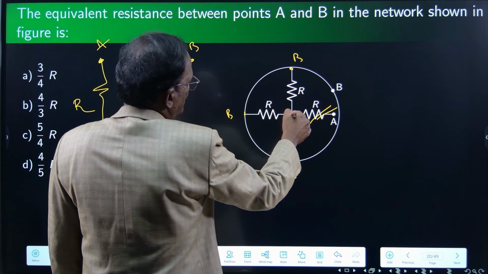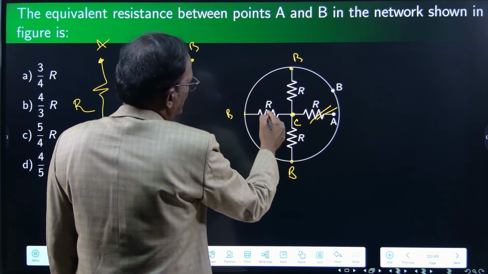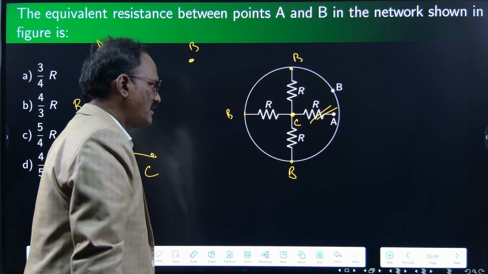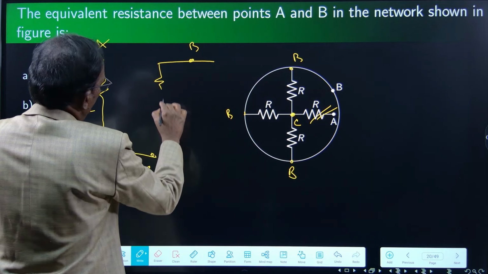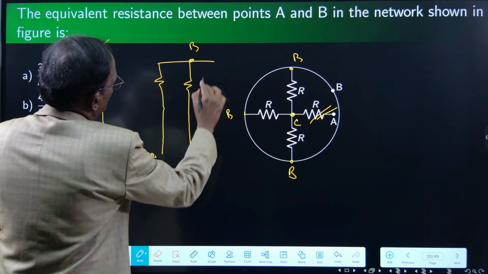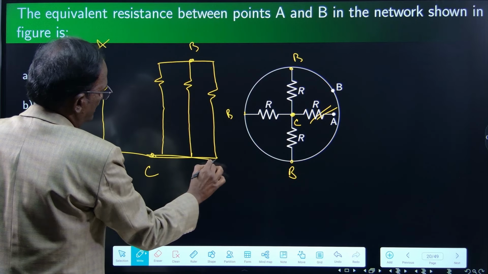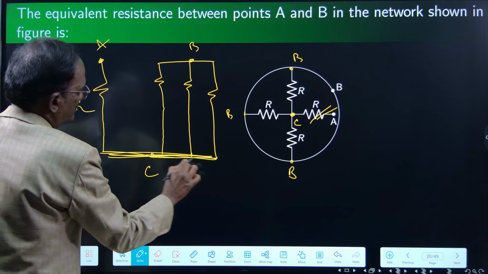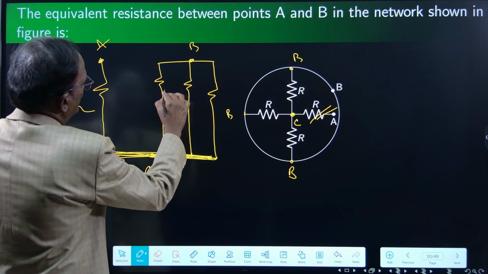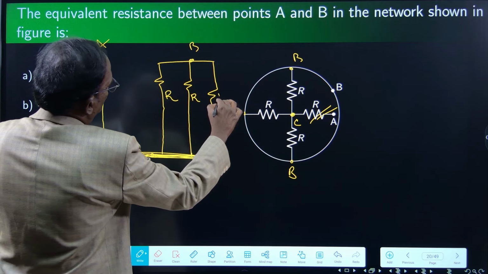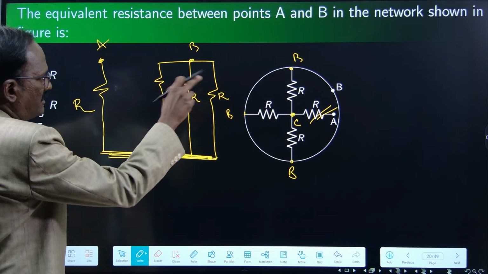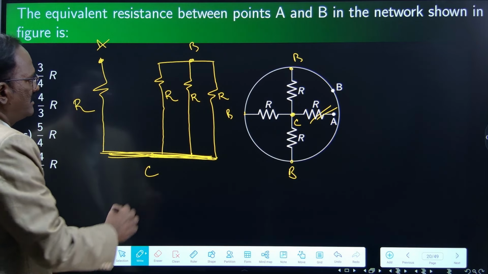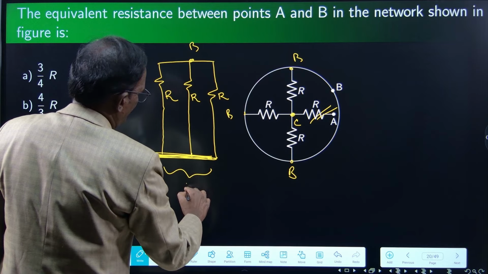Between B and C, 1 R. Between B and C, another R. Between B and C, another R. Three R's are connected between B and C. A short circuit is a junction. So this is C. This is R. The question is between A and B. All the 4 R's have come here. So the equivalent value is R by 3.